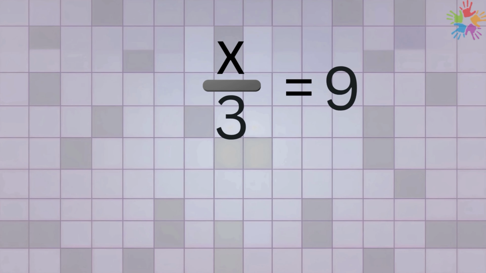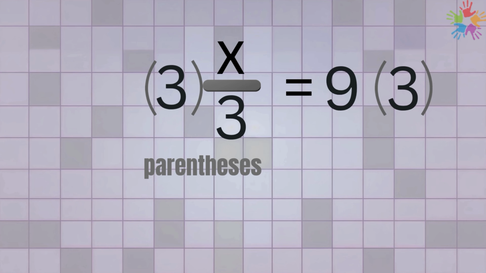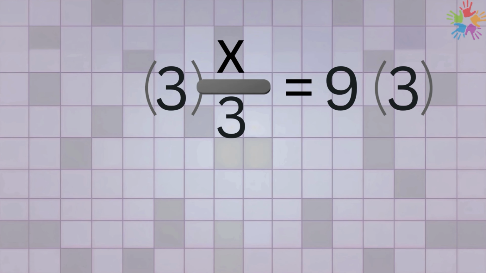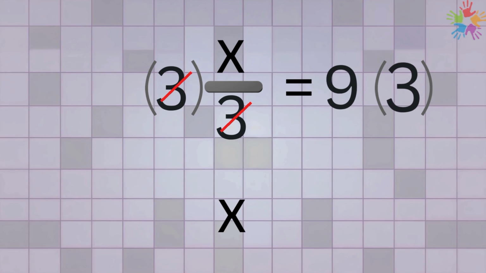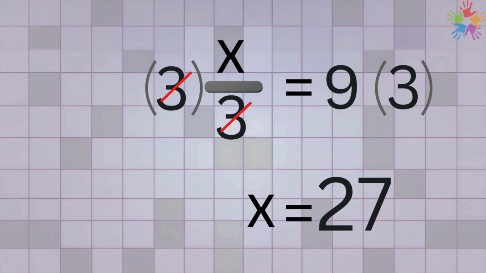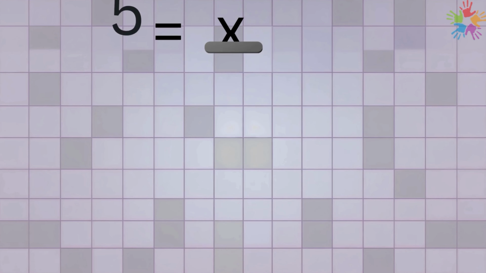One more example. The variable divided by 3 equals 9. Now we multiply both sides by 3. Use parentheses. On the left, 3 times the variable over 3. The 3's cancel, leaving the variable. On the right, 9 times 3 equals 27. So the variable equals 27. This one can be tricky.